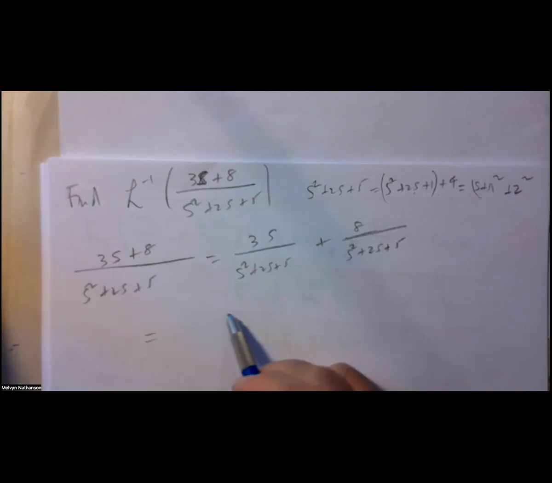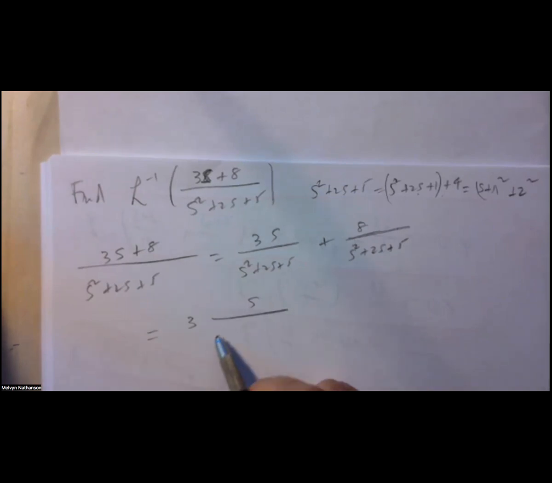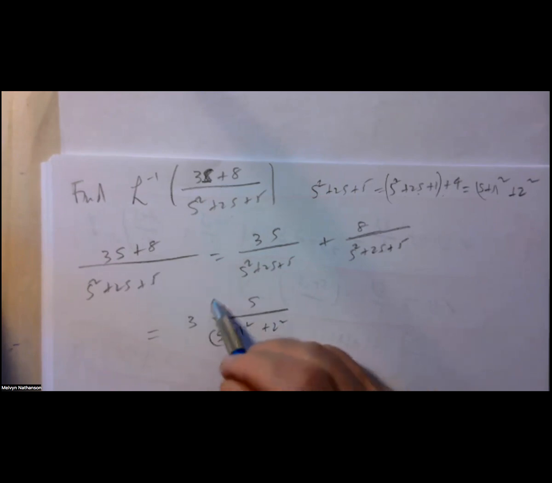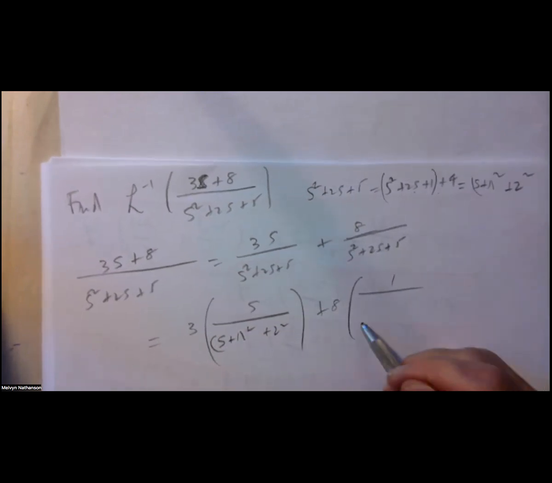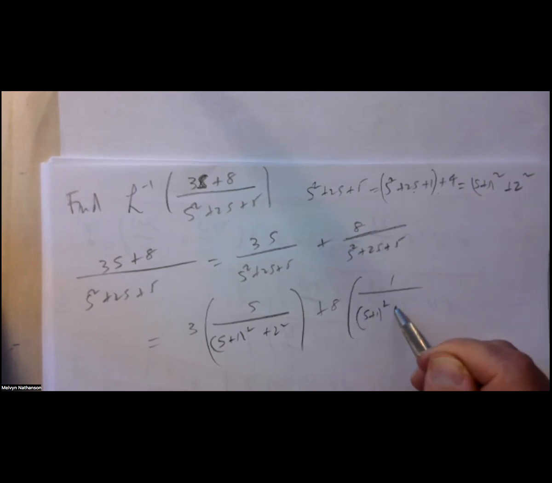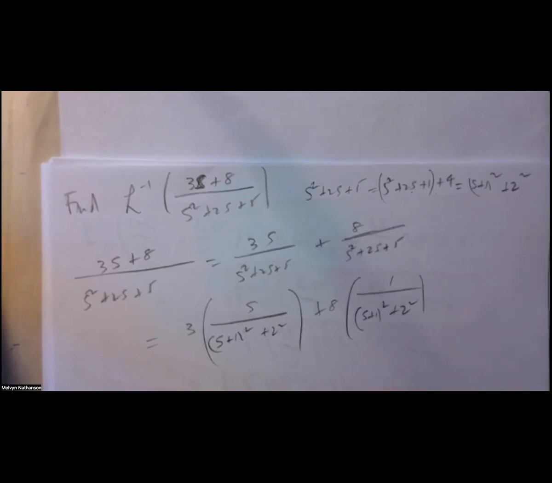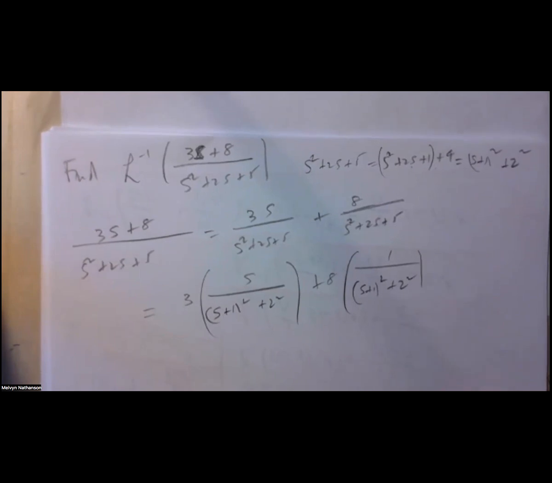So I can write this as 3 times s over s plus 1 squared plus 2 squared plus 8 times 1 over s plus 1 squared plus 2 squared. And I do that because expressions of this form are in the table. Then you just have to look at the table and become familiar with the table. So let's look at the table again.